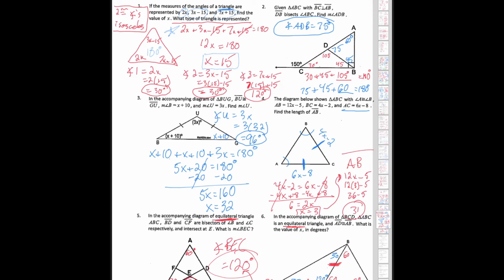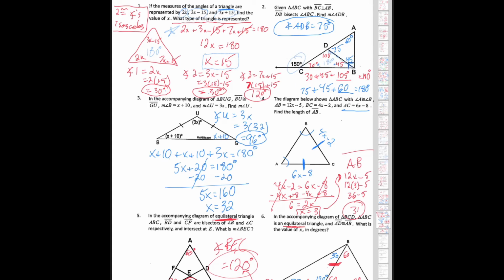Now I need to see what type of triangle I have by plugging in that x into all three algebraic expressions for the angles. So when I do that, I get one angle is 30 degrees, another is 30 degrees, and the third is 120 degrees. If I have two congruent angles, the specific type of triangle is an isosceles.